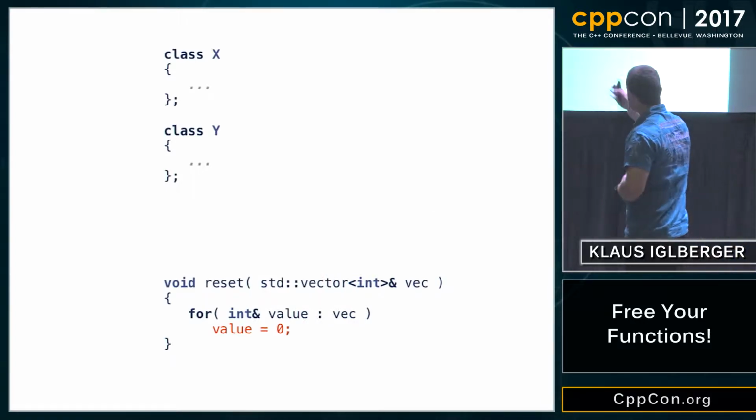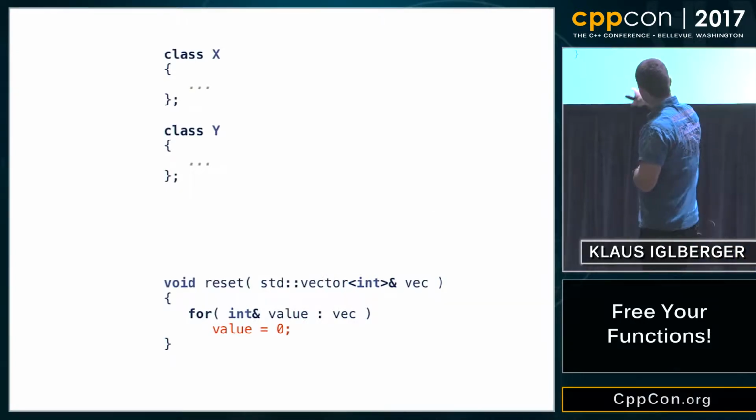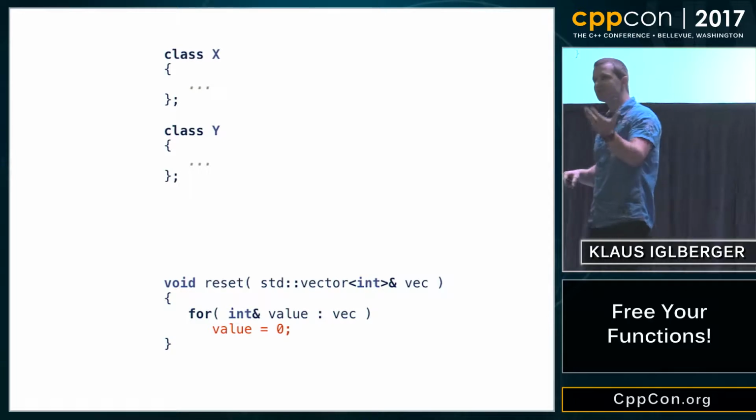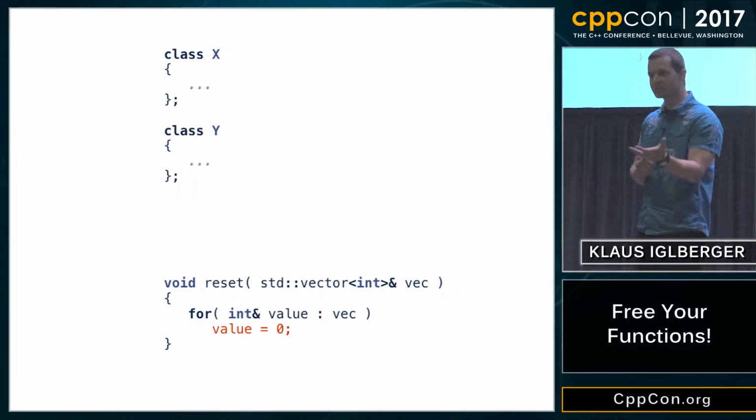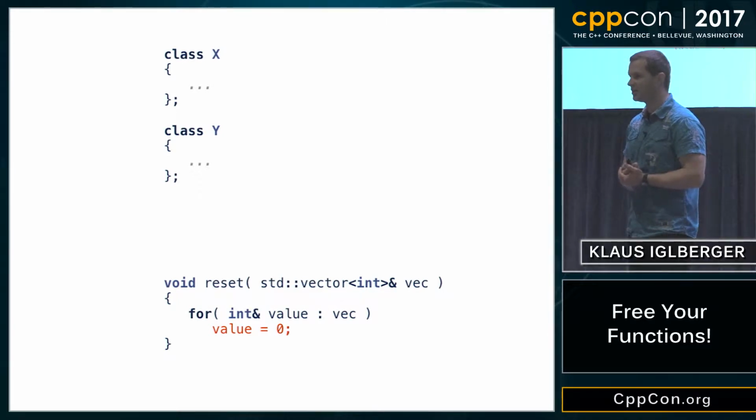So, what can I do in this function? Well, take a look at the red line. Value is equal to 0. This is not nice. As professional C++ programmers, we want to do better. So what can we do?